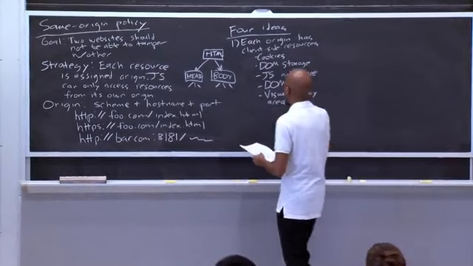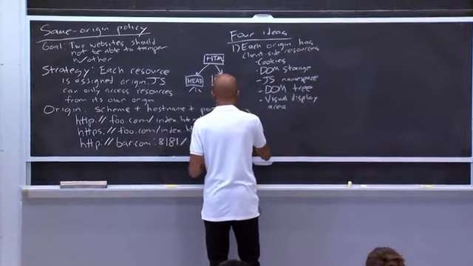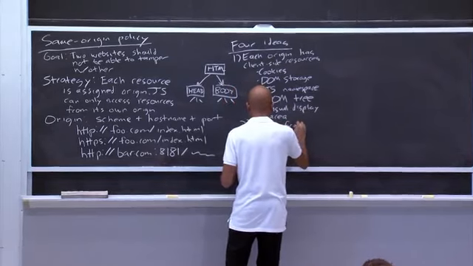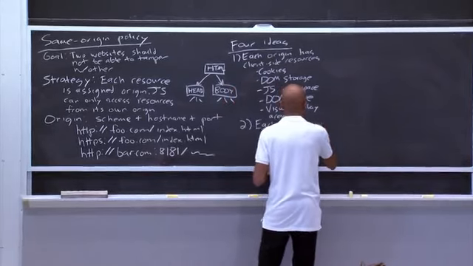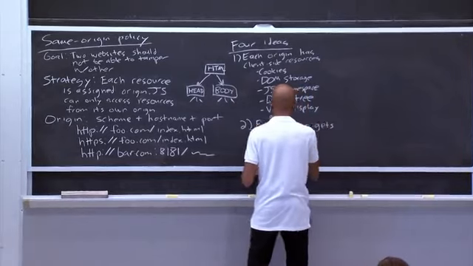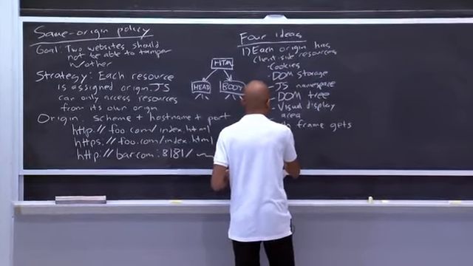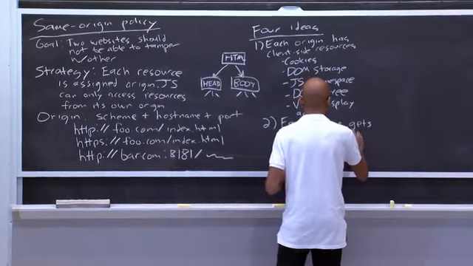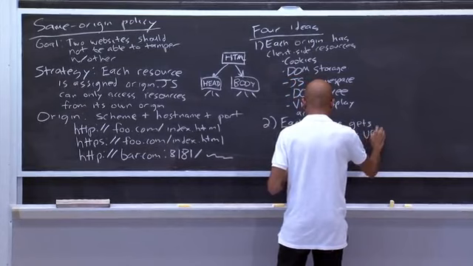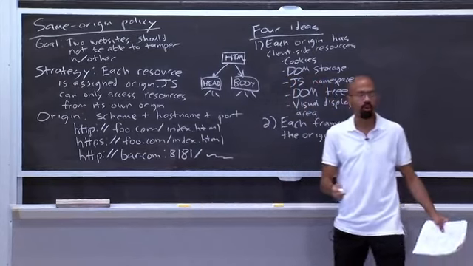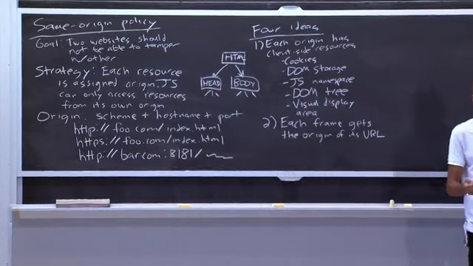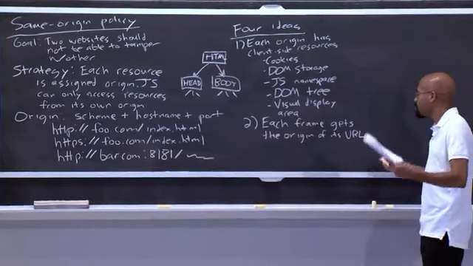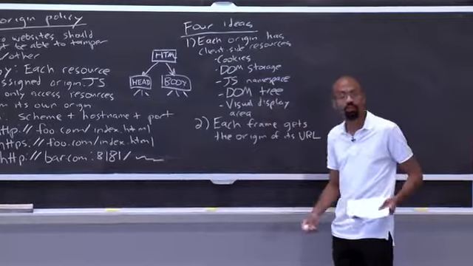And then the second big idea is that each frame gets the origin of its URL. Right? So as I mentioned before, a frame is roughly analogous to a process in Unix. It's kind of like a namespace that aggregates a bunch of other different resources.